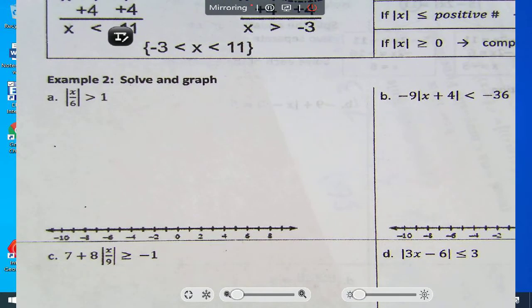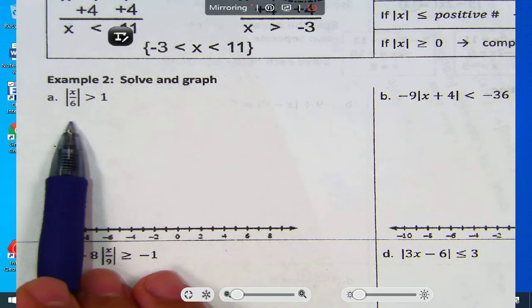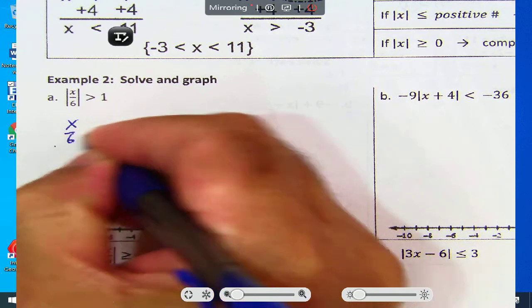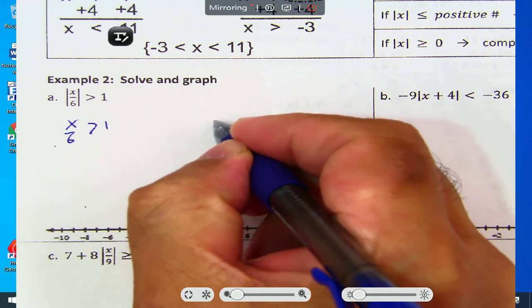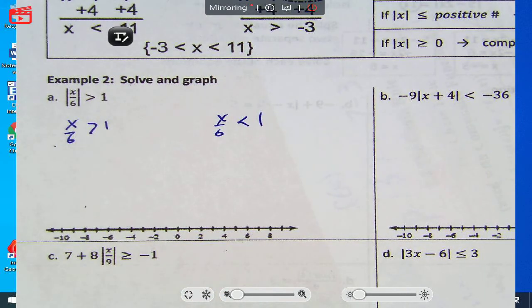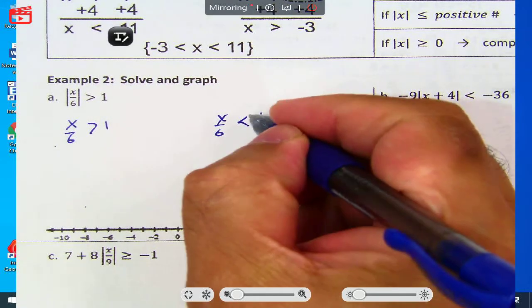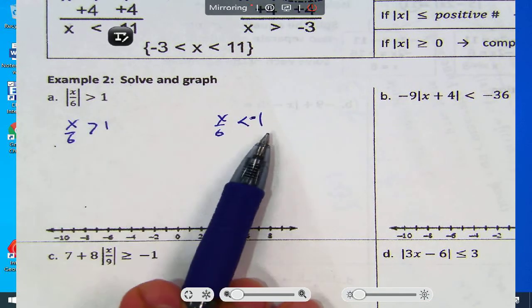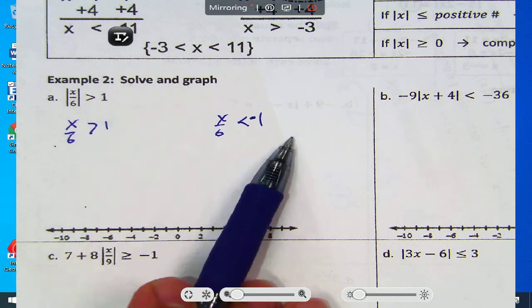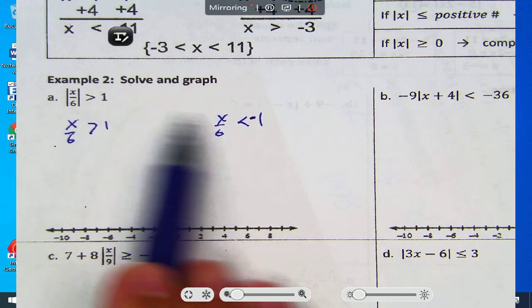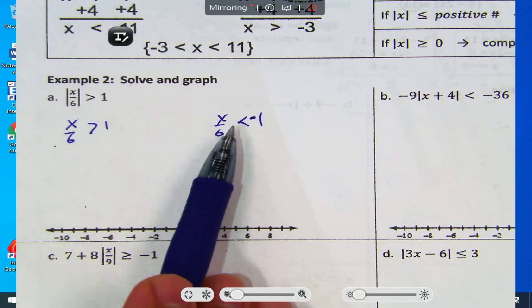Alright. So here, this is isolated absolute value. So you're going to rewrite it. x over 6 is greater than 1. And x over 6 less than, and then, whoops, it's less than -1. Sorry. So remember, you got to do a positive version and a negative version. And in the negative version, change the direction of the inequality.